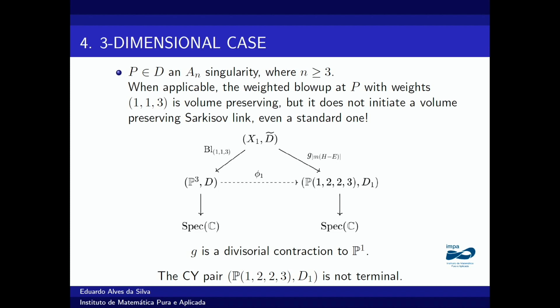And also, I didn't tell you, but in the Sarkisov program, at each step we require that all the varieties need to have terminal singularities. And this weighted projective space doesn't have terminal singularities because of these twos here, which will imply that we have a curve of singularities. And in dimension 3, terminality is equivalent to non-singularity in codimension 2. So since curves have codimension 2, this Calabi-Yau pair is not terminal.